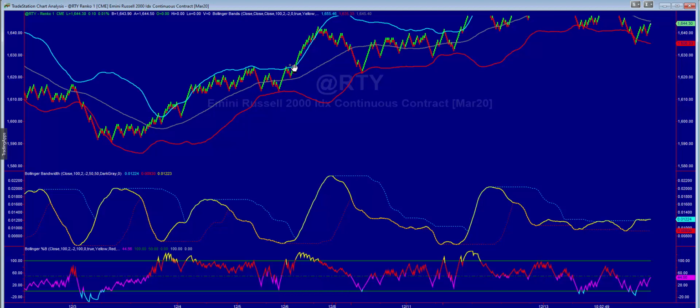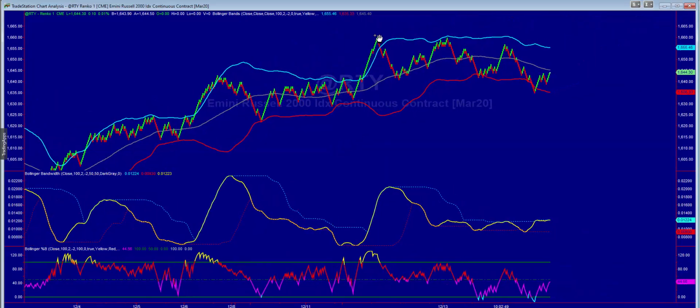Here's a little short, but ultimately it failed. You would have a stop in. How about this little buy? How about this little sell? How about selling up in here? Maybe even here, maybe here. How about this little buy? These would have paid out hundreds of dollars.